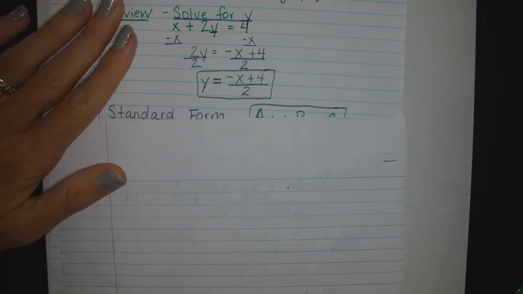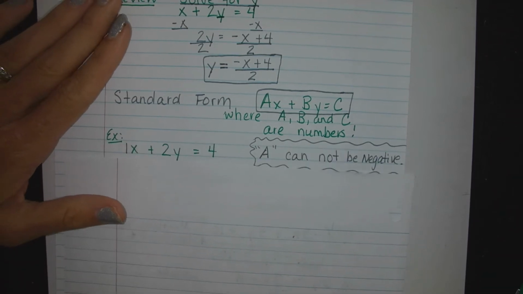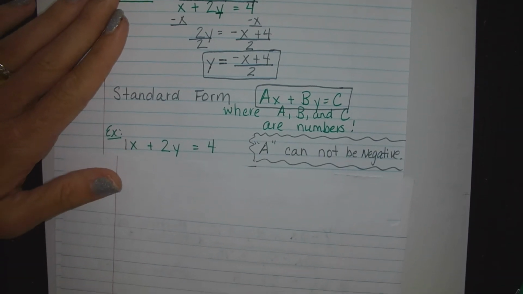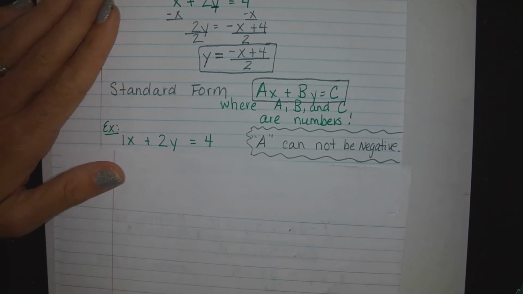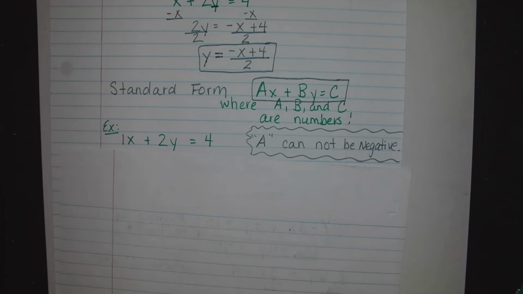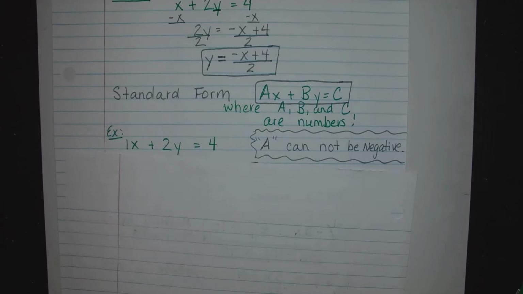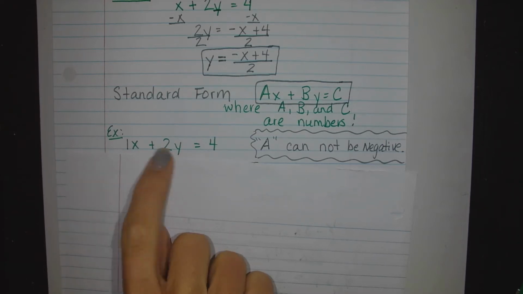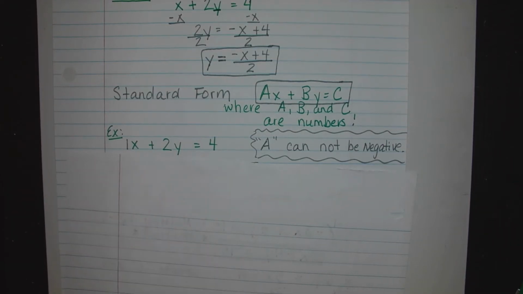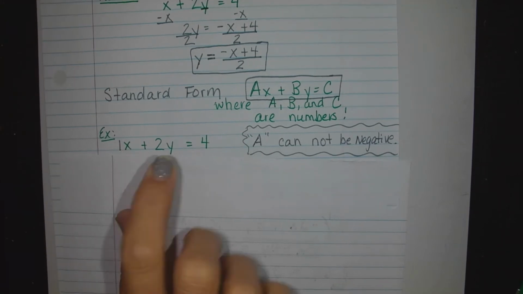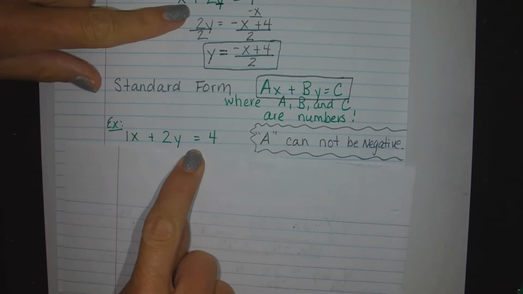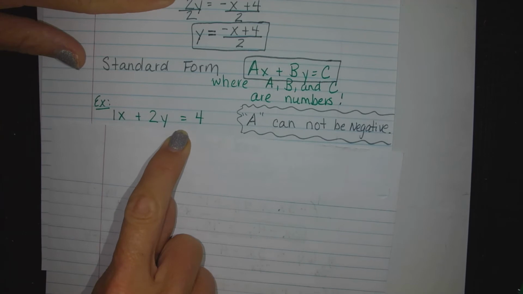Okay, so let's move on. Here is a rule you need to make sure you see. The number a, whatever it's going to be, cannot be negative. You will get an answer wrong if it comes up negative. You will see, trust me. This is an example of standard form: x plus 2y equals 4. That's exactly what was up here.